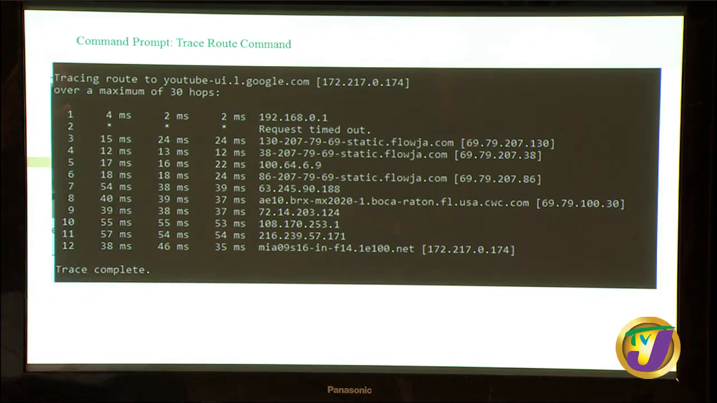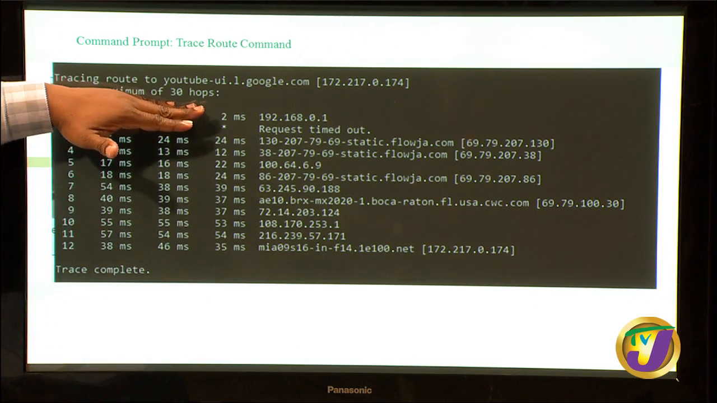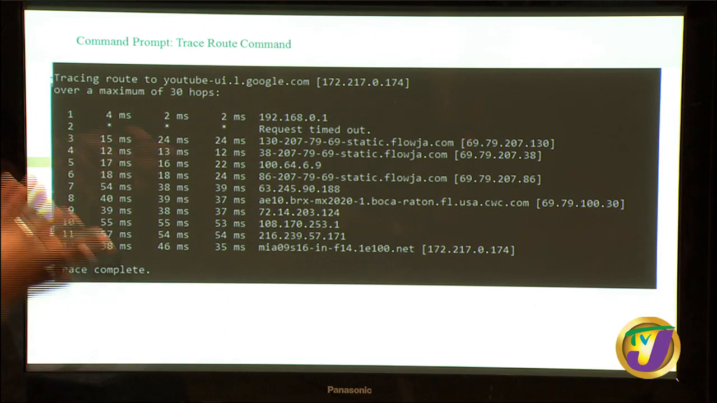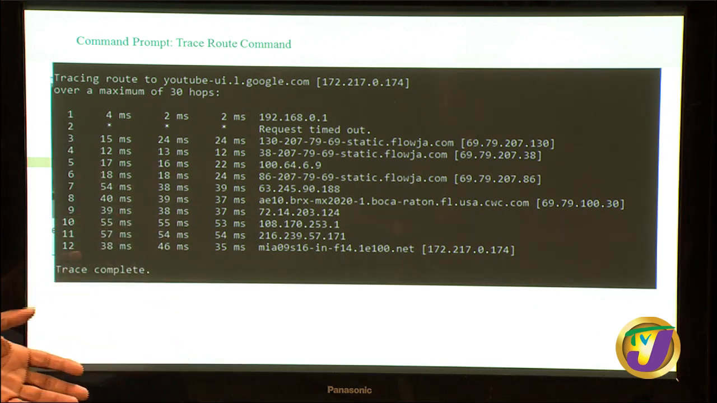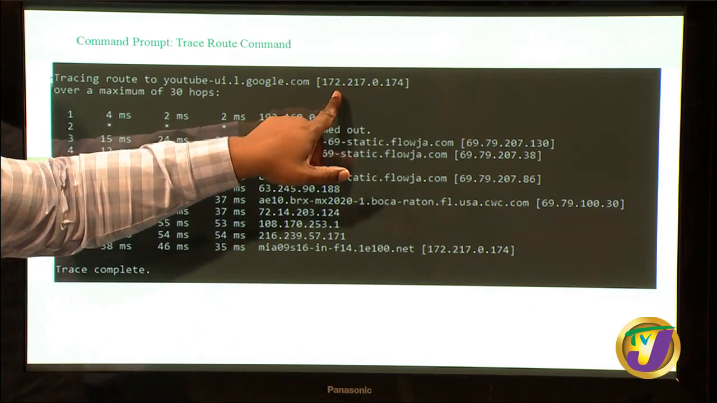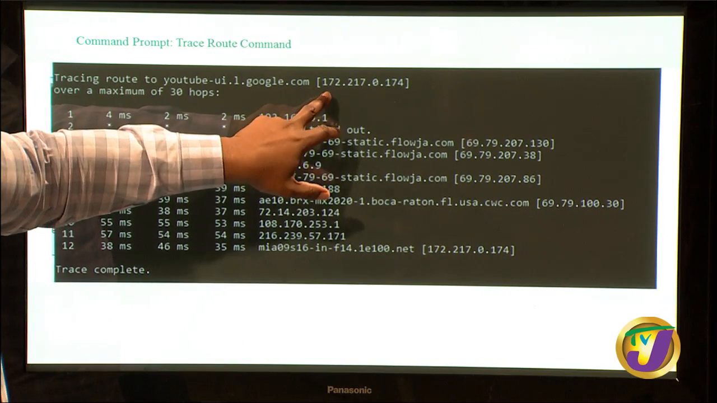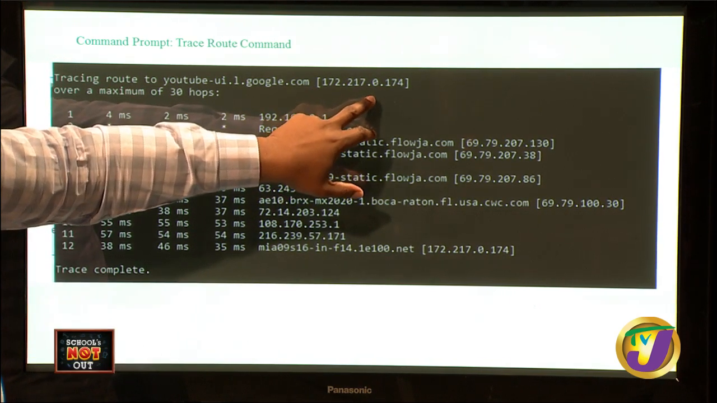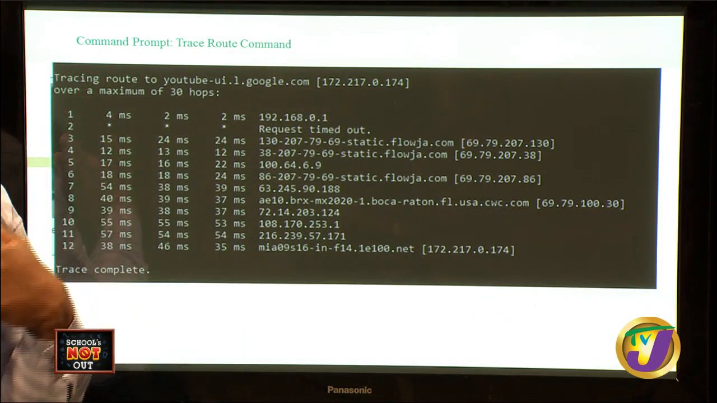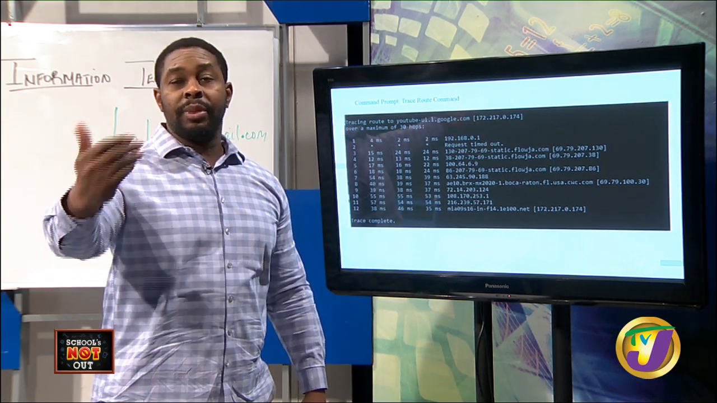In this YouTube server, or in my computer, I have the IP address along with the alias of the particular server that I'm looking for. In this case, I'm looking for YouTube. And right at the top of the screen, we have what is called an IP address, which is a number. In this case, it's 172.217.0.174. Now, this IP address is what my computer uses to send to the ISP to say, listen, I'm looking for this IP address, please find it for me.